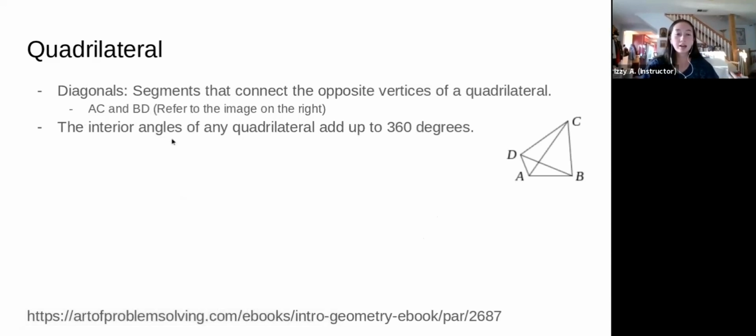Okay, so next we have diagonals, which are segments that connect the opposite vertices of a quadrilateral. If we look at the image here, examples of diagonals would be AC and DB. An easy way to memorize this is, you can figure out by the name that it's going to be diagonal, and you can see that DB and AC are the diagonals. That's just one way that I figured out what diagonals were. And the interior angles of any quadrilateral add up to 360 degrees. For a triangle, it's 180, but for quadrilaterals, it's 360.